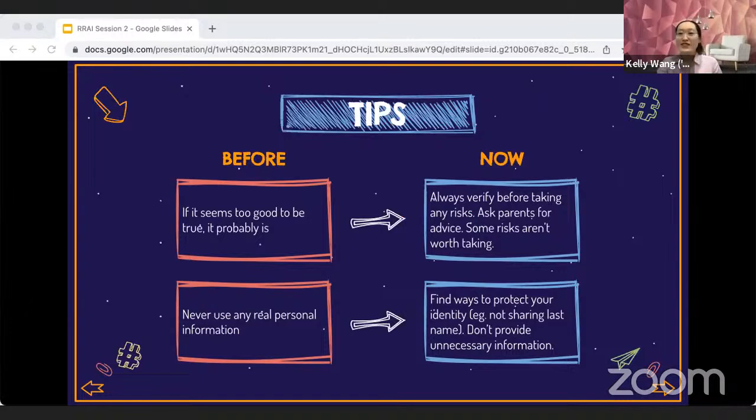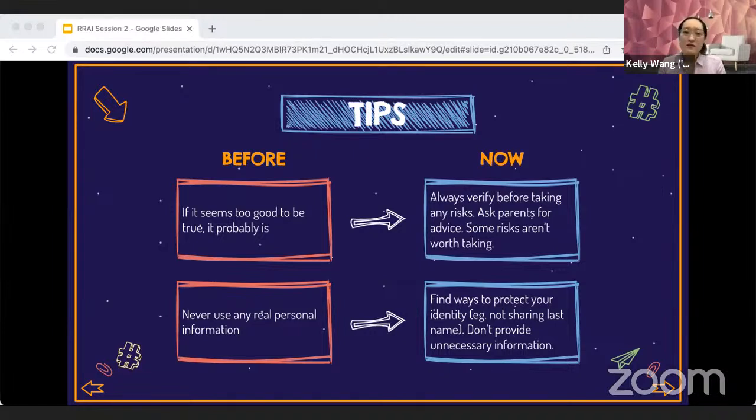So some tips for dealing with scams and scammers. If it seems too good to be true, it probably is. And that still very much stands to this day. But if you do see something that seems too epic and you're very interested, you can always tell your kids to double check on their own first. They can ask you for advice and for a second opinion, and also an adult opinion.